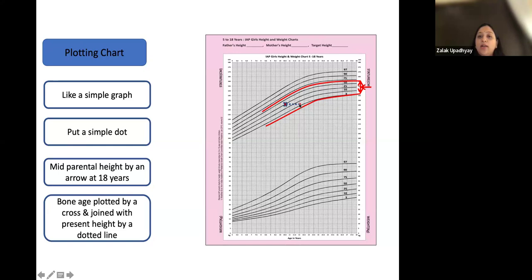When I put a dot here for the height, I extend it back, and then bone age is 10.5 here, 10.5, and I extend this line back and I put a cross. This is a bone age.